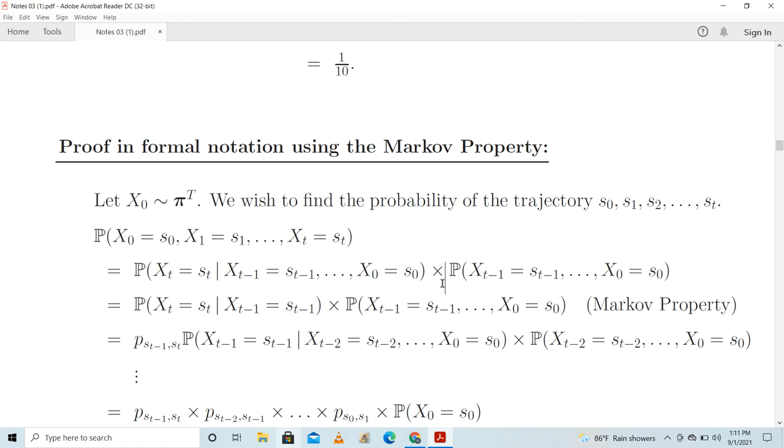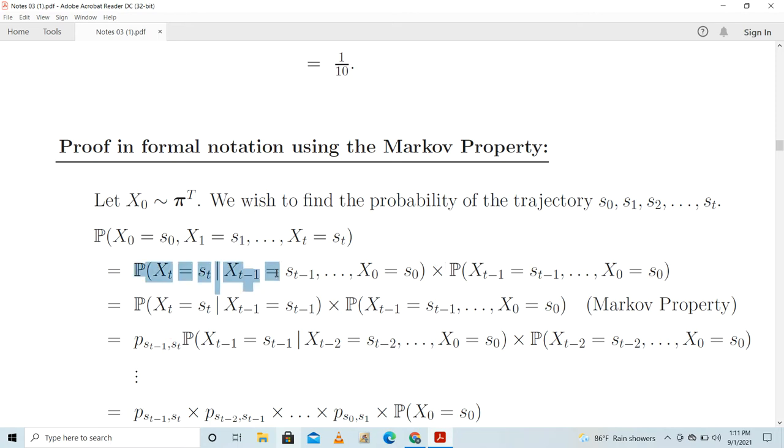We have to multiply this by the probability, given that we are talking about the last state. Before that, we have to be in each of these states to reach the last state when time equals t. So that is the probability that xt minus 1 equals st minus 1, xt minus 2 equals st minus 2, likewise x0 equals s0.